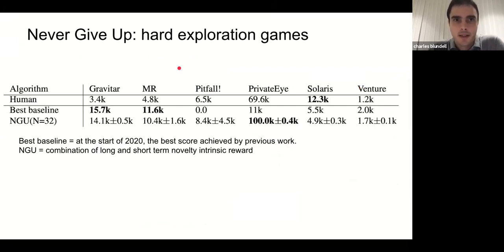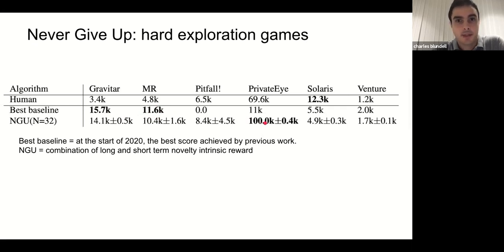In Atari, there have been a few games, about 6 of them, that have been very difficult exploration games. There's Gravitar, Montezuma's Revenge, Pitfall, Private Eye, Solaris, and Venture. In this table, we see the performance of a human on these levels. We also see the best baseline, which is roughly the best agent score on these around the start of 2020. Then this scheme of rewards I've described is called Never Give Up, and that's at the bottom. What you can see is it does pretty well, although there are some baselines that do better, though they're usually within error bars of it or thereabouts.